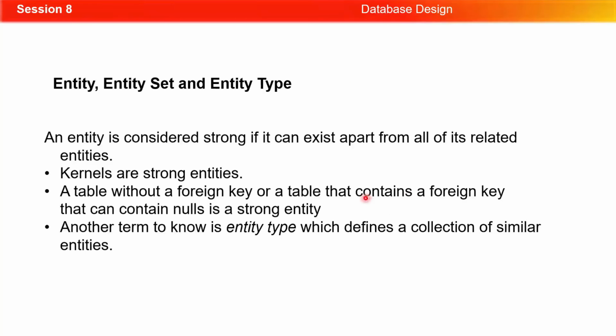And again, a foreign key is a primary key from another table that exists in a table, and it is actually a link to another table. So we don't have to duplicate the data from the other table. Another term to know is entity type, which defines a collection of similar entities. An entity set is a collection of entities of an entity type at a particular point in time. In an entity relationship diagram, an entity type is represented by a name on a box.